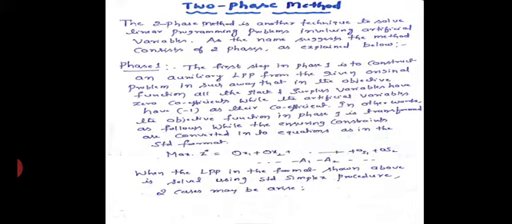It is mainly used for solving linear programming problems involving artificial variables. In this we have two important steps. In the first step, we are going to construct the LPP in such a way that the objective function contains all the slack and surplus variables along with the artificial variables. In the first phase, for slack and surplus variables you give zero coefficients, whereas for artificial variables you need to give coefficient -1.